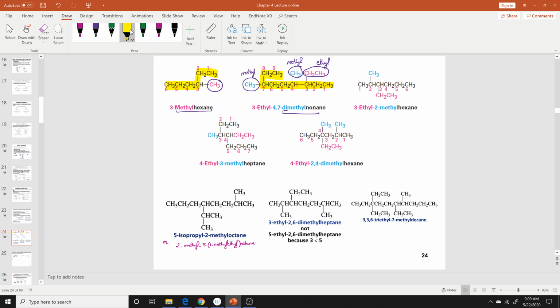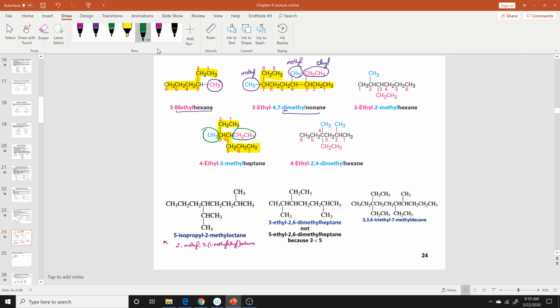So over here, my longest chain, see how I go here? This is 1, 2, 3, 4, 5, 6, and 7. If I go this way, it's going to be 5, 6, 7. It's still the longest chain in here. So that is going to leave me with 2 substituents, a CH3 on carbon 3 and an ethyl group on carbon number 4, if I start numbering from this side, giving those 2 the lowest numbers.